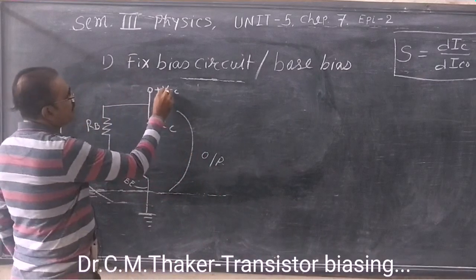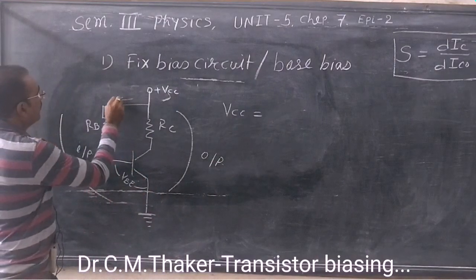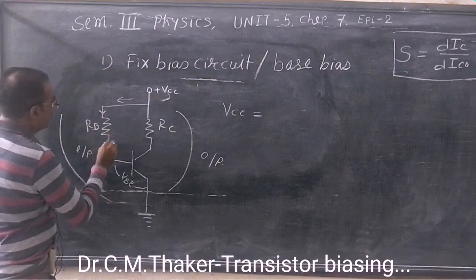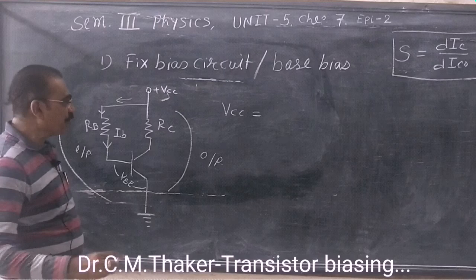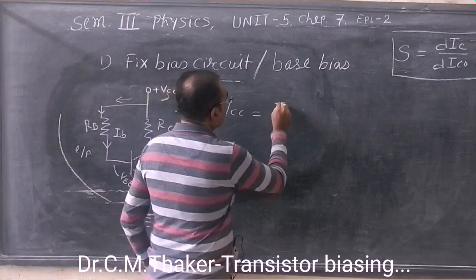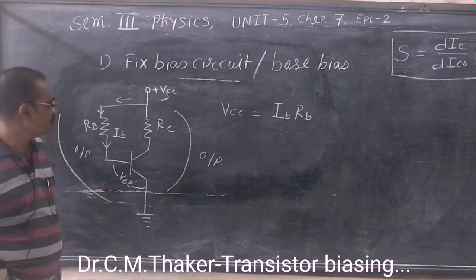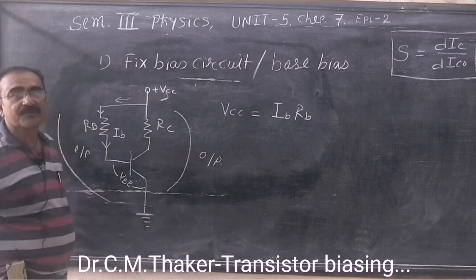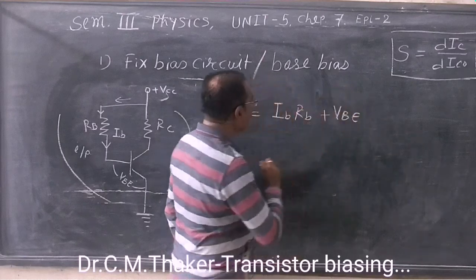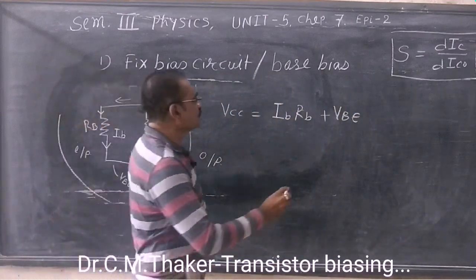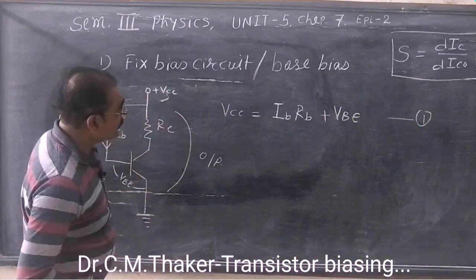What will happen? This is the VCC. VCC is equal to the current that will flow, known as IB, through the base resistance. So it will provide IB RB voltage drop and plus VBE. Your equation is over for the input. So this is equation 1.